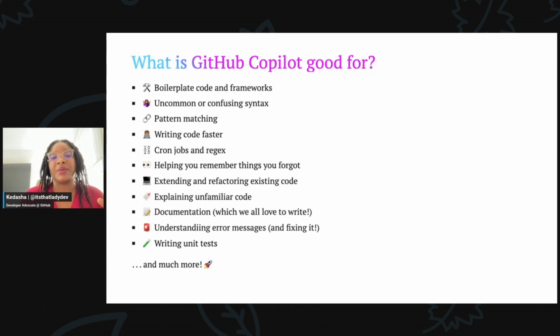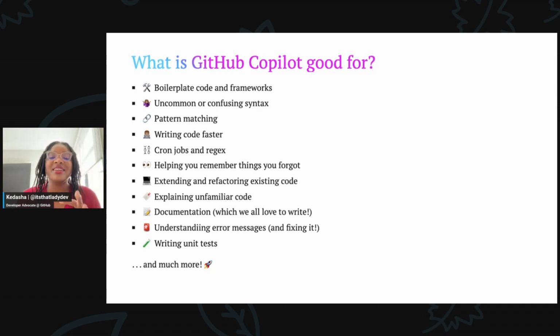It's good at explaining unfamiliar code. So let's say you're new to a team and you have no idea what this repository is doing, no idea what this code is doing. There are no comments. There's nothing to give an indication of what this function means or is doing. You can just highlight the function and ask Copilot, hey, what is this function? What does it mean? Please help me understand it.